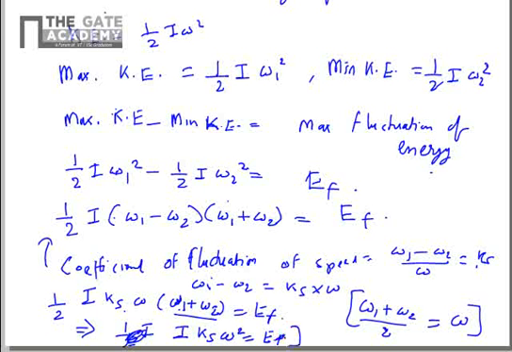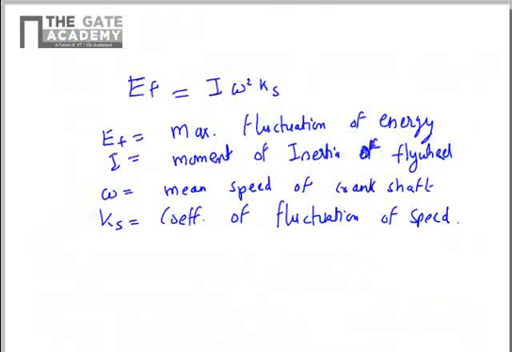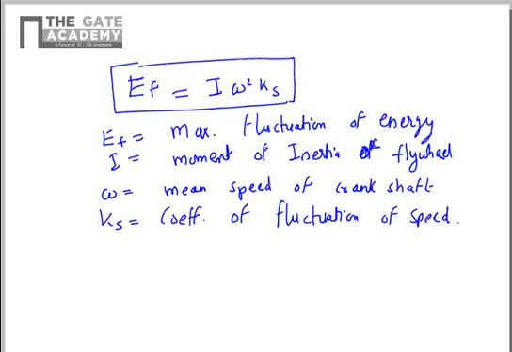So this is the final formula for flywheel design. Let's explain its importance. You know the maximum fluctuation of energy and the coefficient of fluctuation of speed, and you can find either the moment of inertia of the flywheel to be designed. Or if you know I and Ks, you can calculate EF, or if you know Ks and EF, you calculate I. Any among the three. The omega will normally be a known quantity. We'll see the application of this formula in the coming numerical examples.